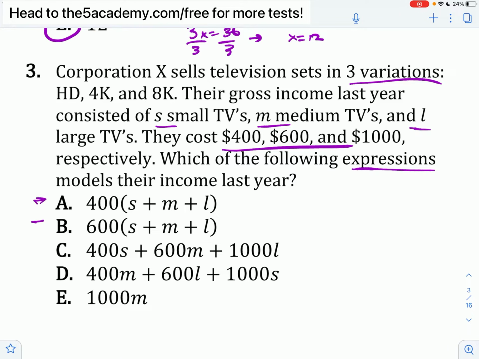So we see a variety of different algebraic expressions adding these 3 variables together with different multiples. The way you're going to do it, think of it piece by piece. So if I bought 3 small TVs, right?